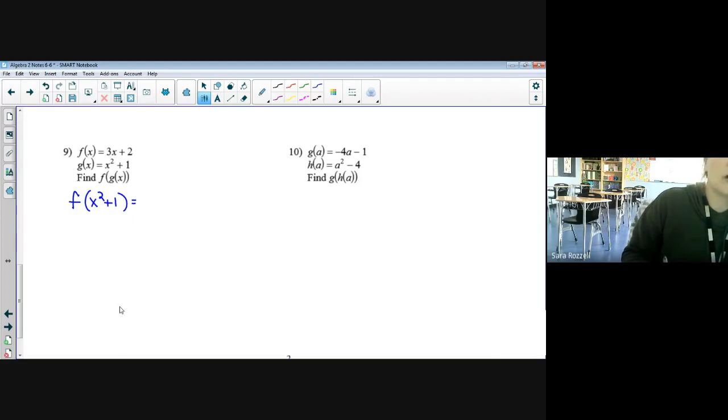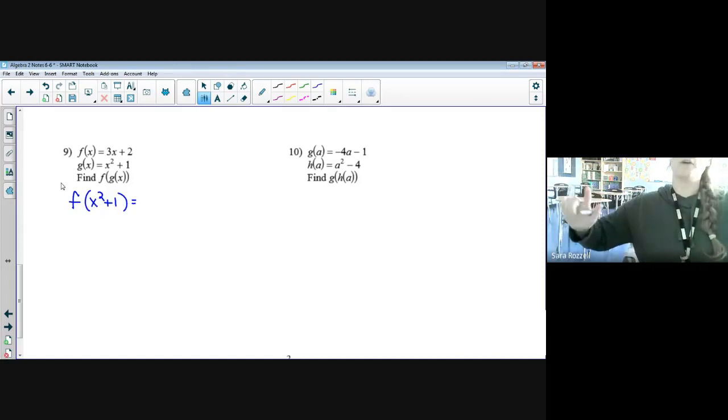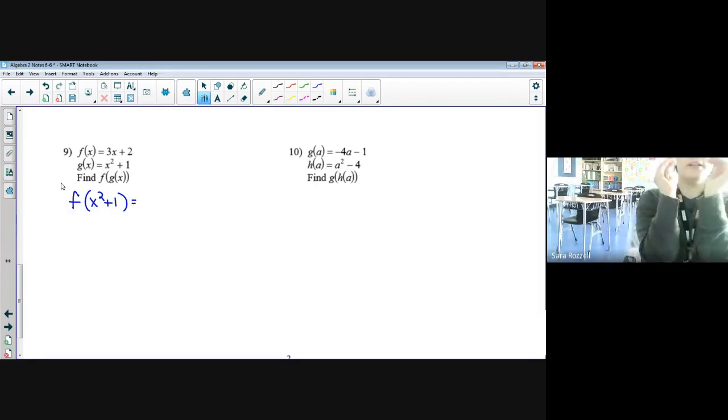What you've done so far in school is doing like f of 2 or f of 5, where you're plugging that number into that specific variable. In this case, instead of just plugging in one number, we're going to plug this entire expression into our f equation. So anywhere we see an x in our f equation, I'm going to replace it with this x squared plus 1. Everything else I'm going to write exactly the same, but where I see x, I'm going to put in parentheses x squared plus 1. So that gets substituted there. Are we okay with what we're doing?